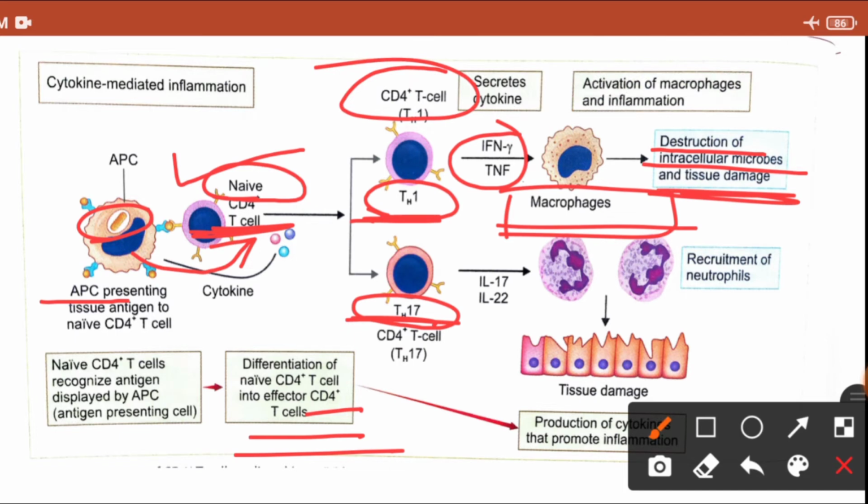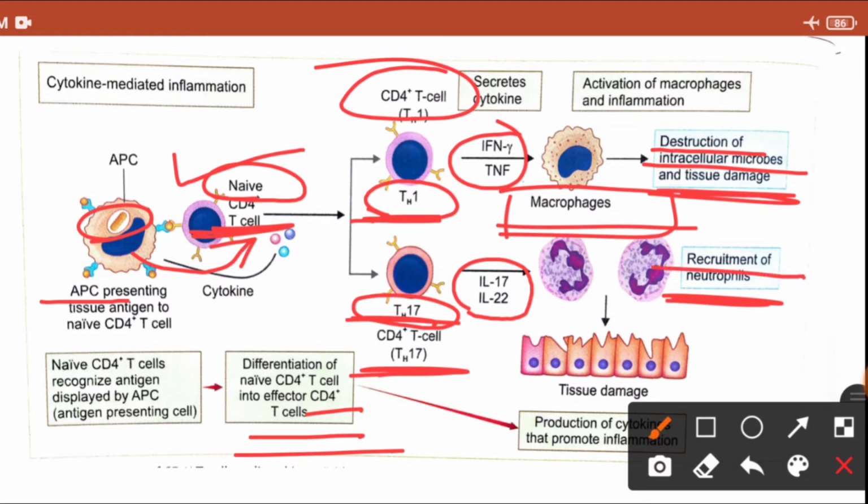Now, if the CD4 T lymphocyte differentiates into Th17 T lymphocyte, then they will secrete cytokines interleukin 17 and 22, which will do the function of neutrophil accumulation.